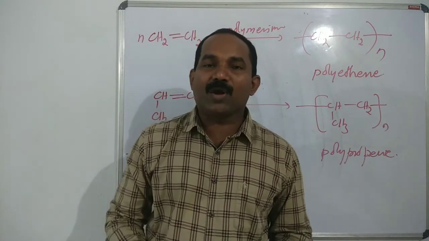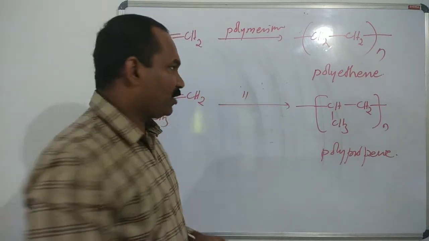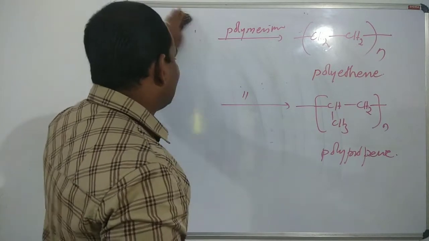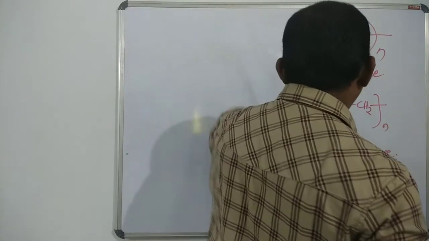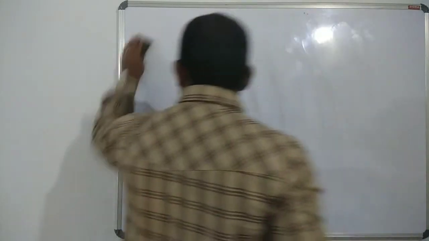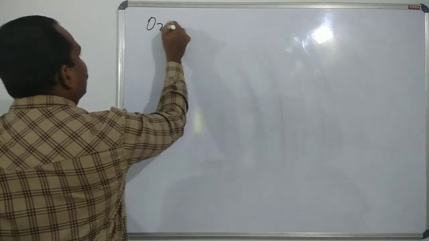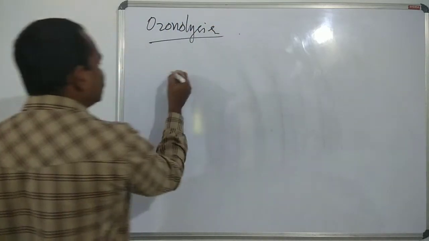Yes. And the last topic in alkene is ozonolysis, a very simple topic. Alkene undergoes ozonolysis, we get ozonide. On hydrolysis, we get different products. Are you clear about this? Next is ozonolysis. The last topic is ozonolysis.